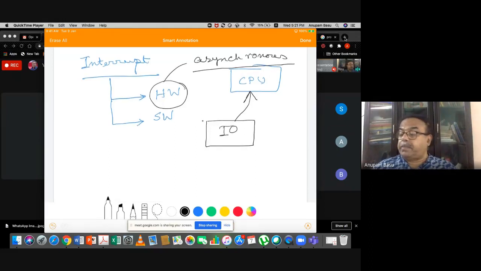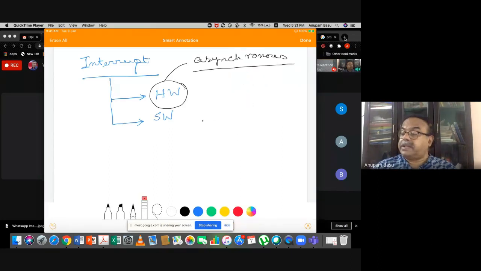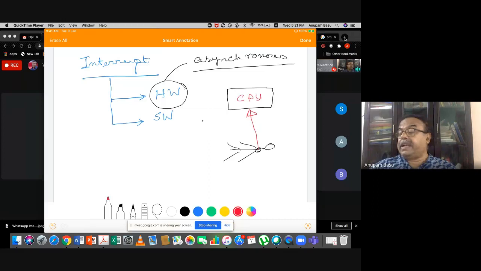Suppose another simple case: there's a health monitoring system and the CPU is here, and there's a patient lying here and some monitoring device is connected here. Whenever there is an alarm situation, that will generate a signal to the CPU, so that the CPU immediately sets up an alarm or calls the doctor or whatever. So that can come at any point of time. That is why it is asynchronous.